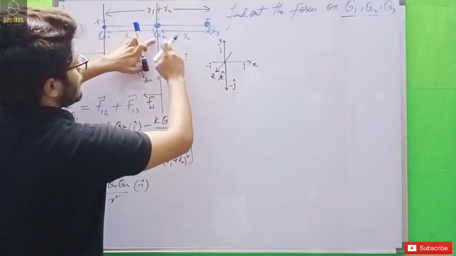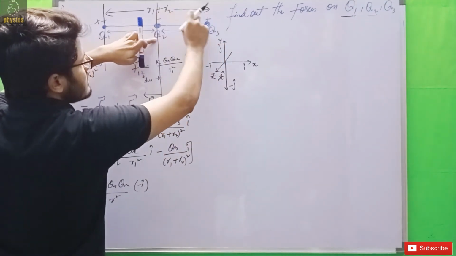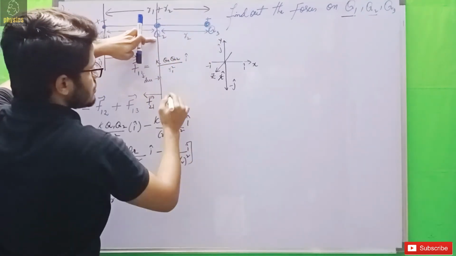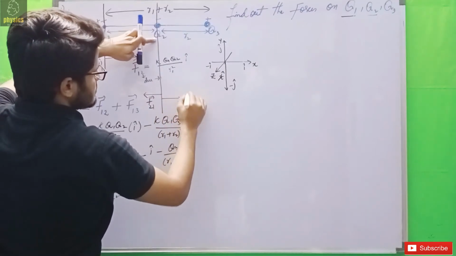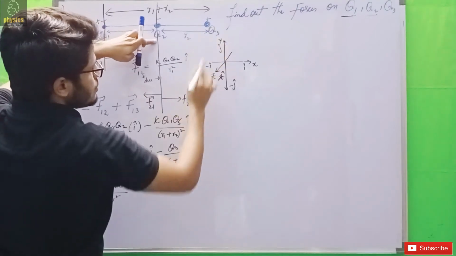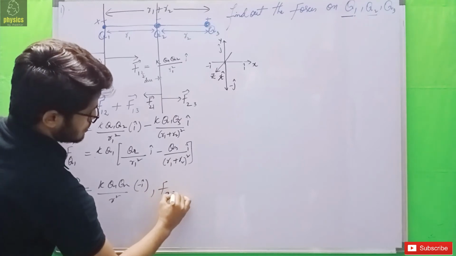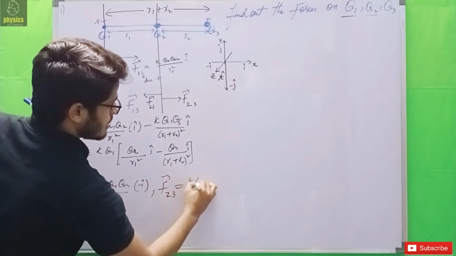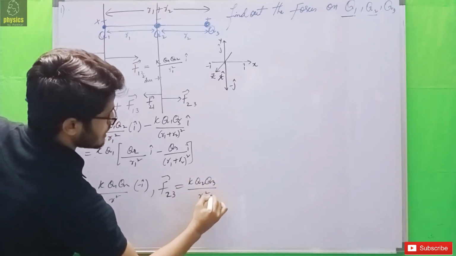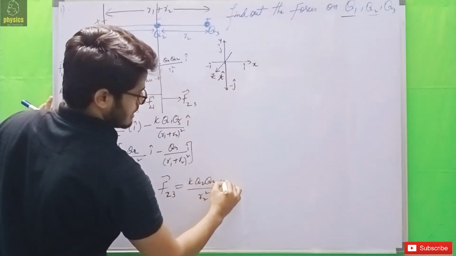Now the force on Q2 due to Q3: they have different polarities, that's why again Q2 will move towards Q3. This is the force direction. The force on Q2 due to Q3, F23, will be K Q2 Q3 divided by the distance between them, R2 square. The direction of the force is along the x-axis, so it will be I cap.